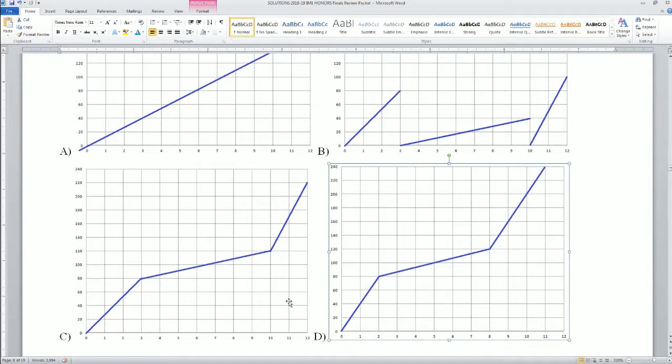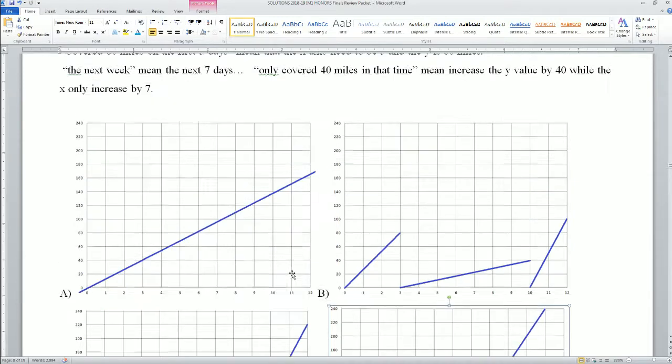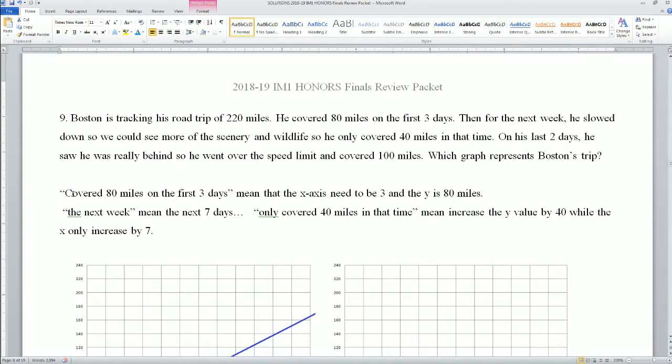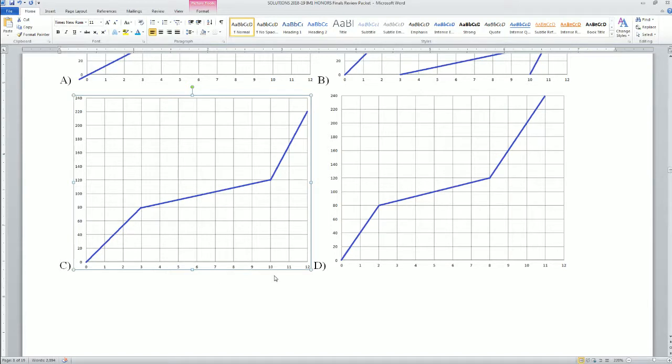The easiest way is just to look at these at the intersections. The y-intercept, at the third day, which is 3 on the x-axis, he went 80 miles. Here in the second day, he went 80 miles. Right here, he covered 30 miles in the first day. That's why you should automatically say C. D makes no sense because he said in the second day he covered 80 miles.